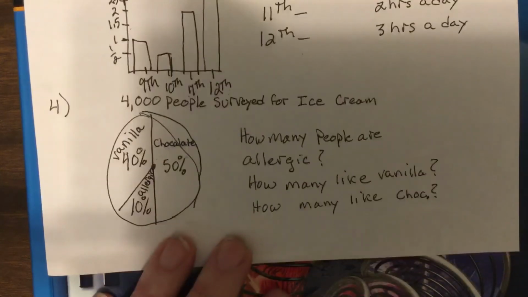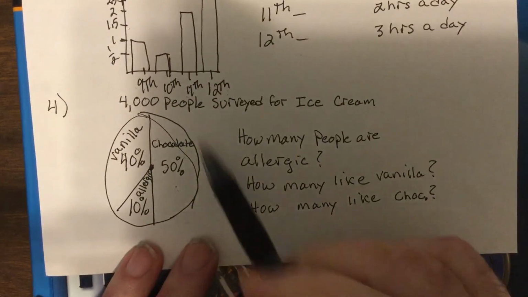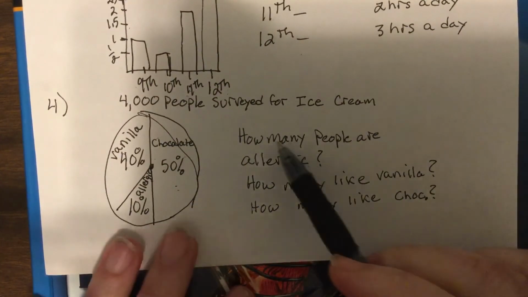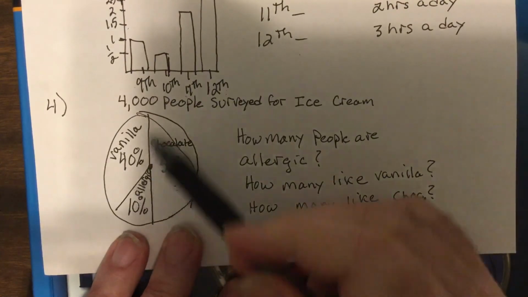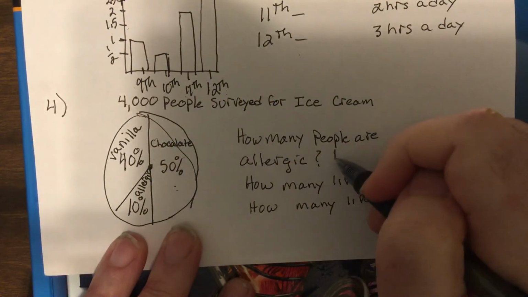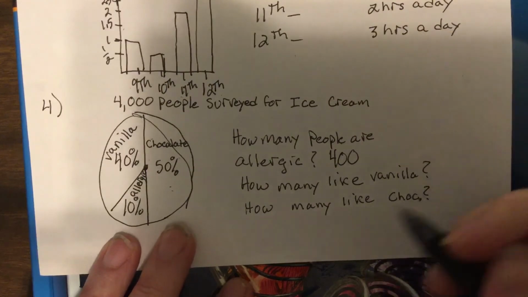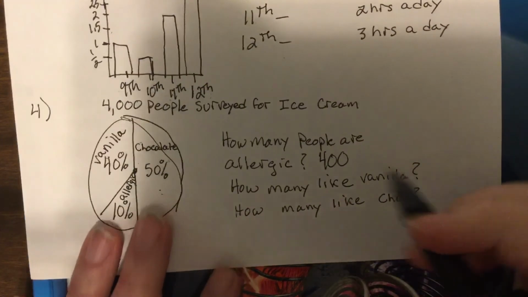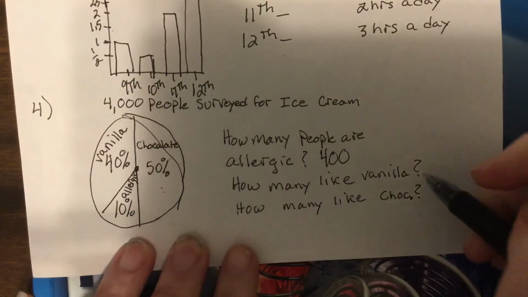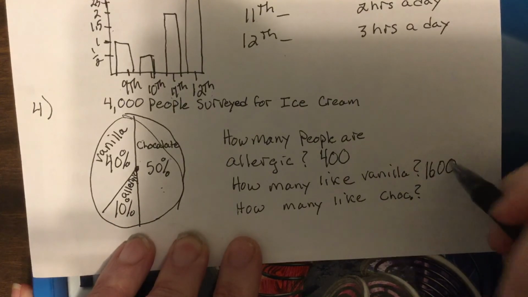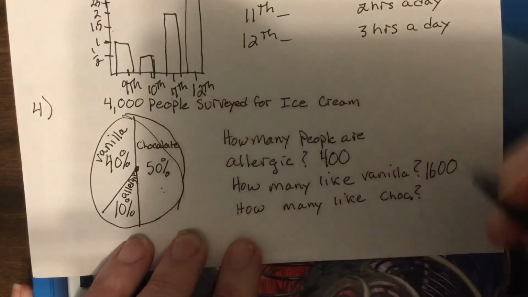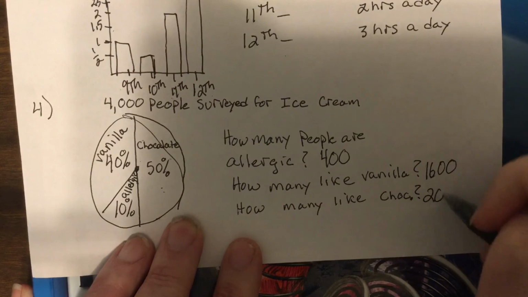Now the last one, we got a circle graph, 4,000 people surveyed. How many people are allergic? Well, 10% of 4,000 is 400. How many like vanilla? Well, that would be 40%, which is 1,600. Use a calculator. How many like chocolate? Half, so that's 2,000.